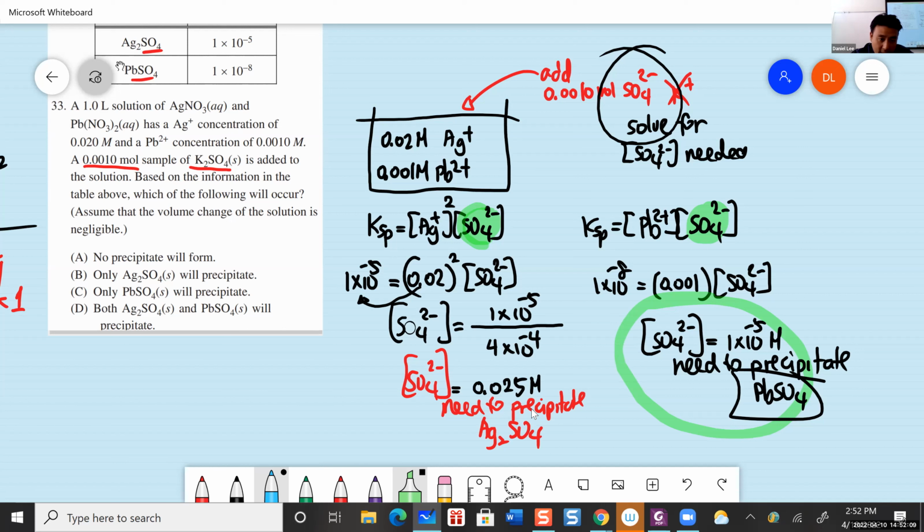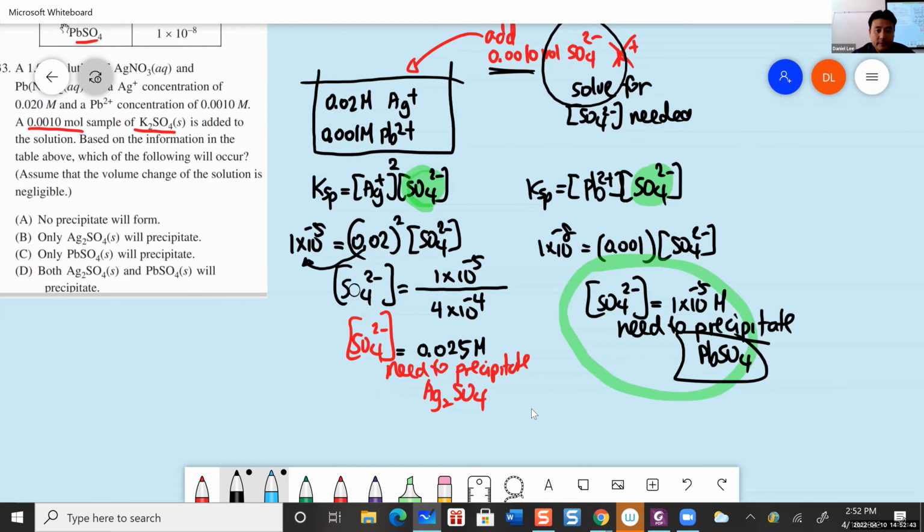So we know A is wrong. Well, we know B is wrong. Sorry. We said that lead sulfate will precipitate first, right? Okay. And do you see that you added more than enough? You added 0.001 mole in 1 liter, right? So that is more than 10 to negative 5. That is 100 times more than what you need. But did you add enough to precipitate the silver sulfate? You need 0.025 moles per liter. You only added 0.001. That's not enough, right?